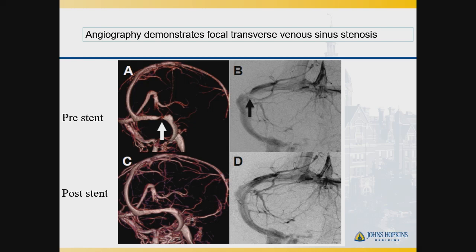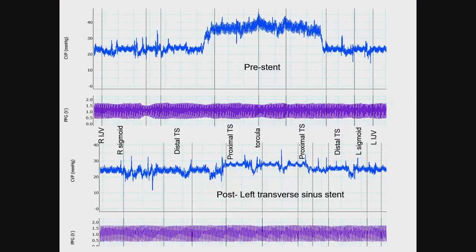We did an angiogram. He clearly had a gradient. We did venous manometry, meaning monitoring pressures within the cerebral venous sinus system. And as you can see, before we put a stent in him, at the torcular, the pressures were around 40 millimeters of mercury, which matched very well with his ICP. And as you go distal from the torcular on both sides, in the distal transverse sinus, the pressure was around 25, 26 something. And after we put the stent, that gradient disappeared.